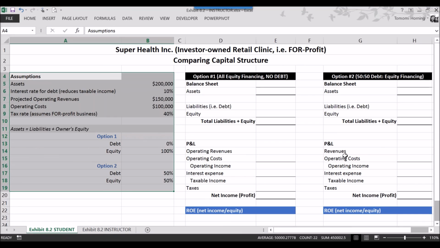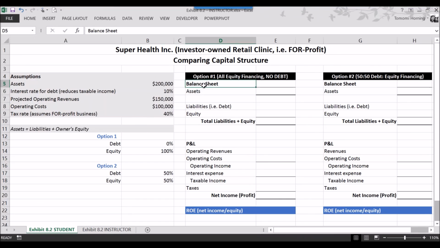Okay, so let's move on. The first thing you should do, and this is where I think Gopinski would have been better to have done it this way in his textbook example, is set up the balance sheet for both option number 1 and option number 2. You can see here in gray I have highlighted option number 1, which is all equity financing, 0% debt. Option number 2 is your 50-50, 50% equity, 50% debt.